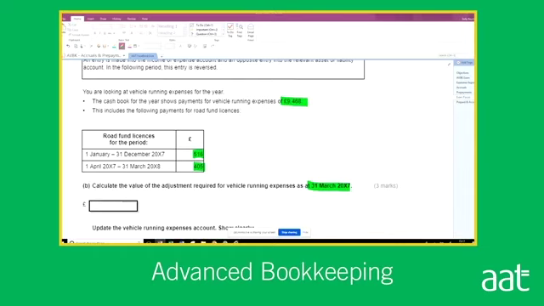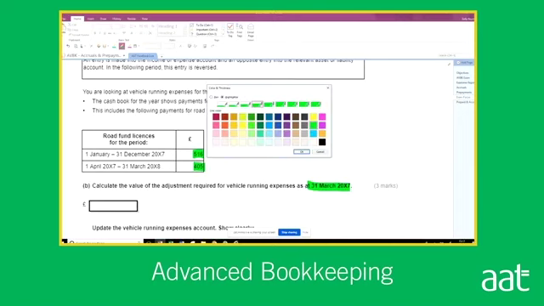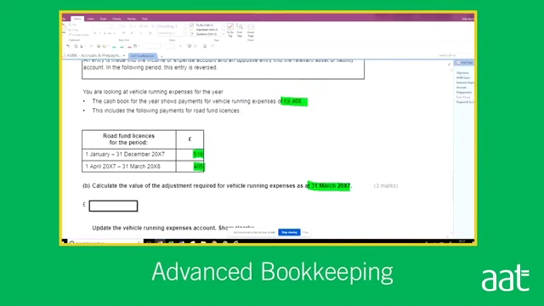Okay, we'll just wait for those to come in. I've got another question for you. Will an opening accrual always be reversed on day 1 of the next financial year? Yes, absolutely. It will always be the first day of the next financial reporting period.